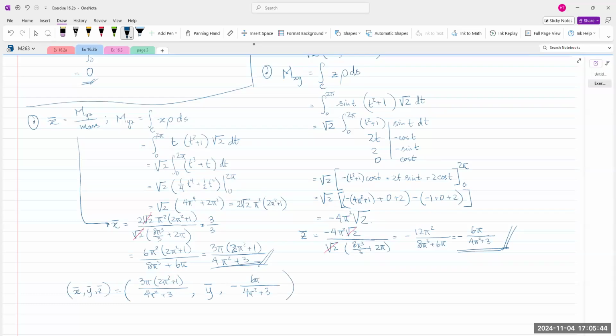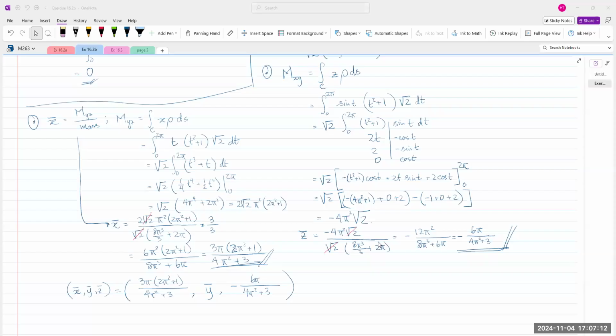I really question my c bar though. I was expecting that to be 0, but I don't know. I look at the computation, seems like nothing wrong. Okay, so the y bar, you look for it yourself.